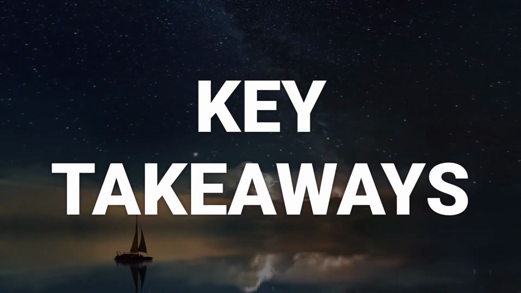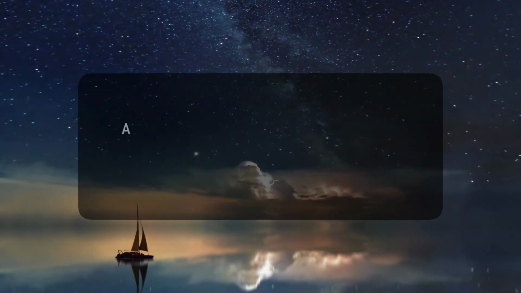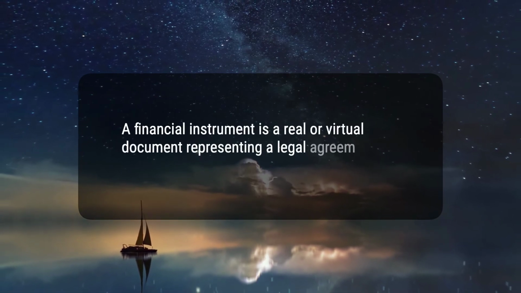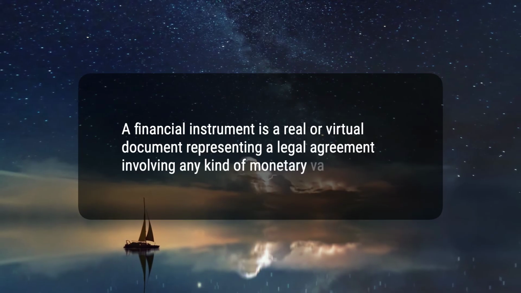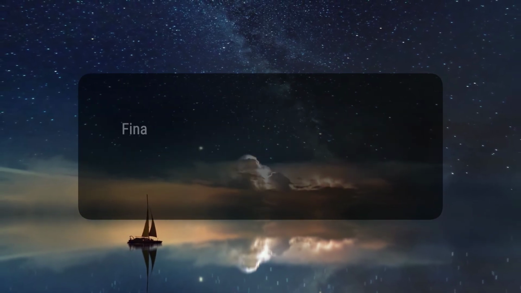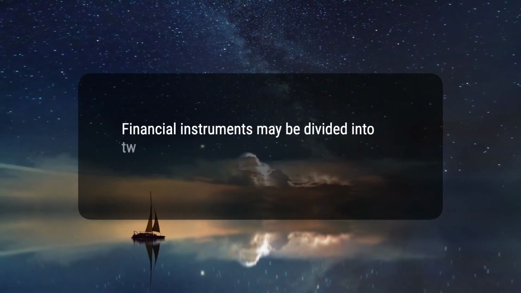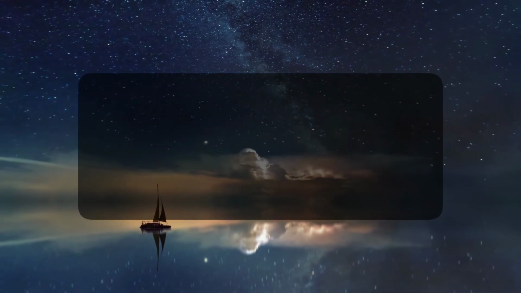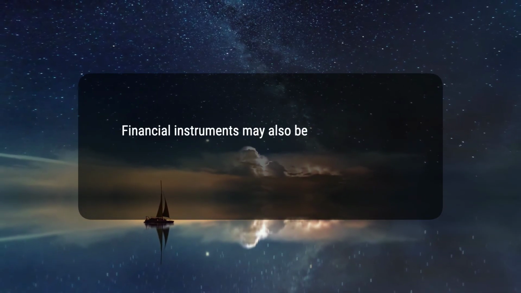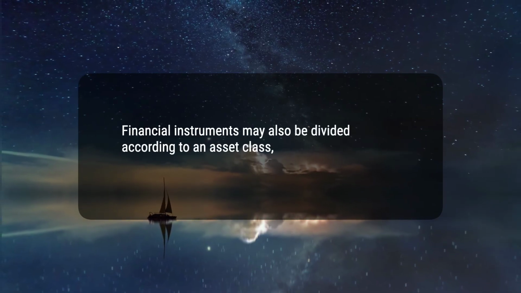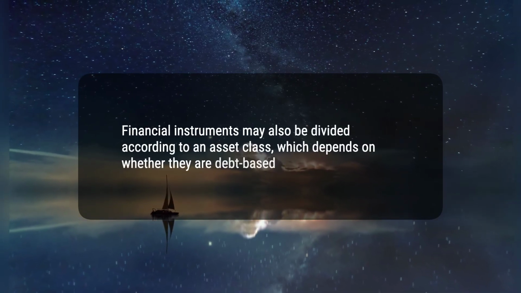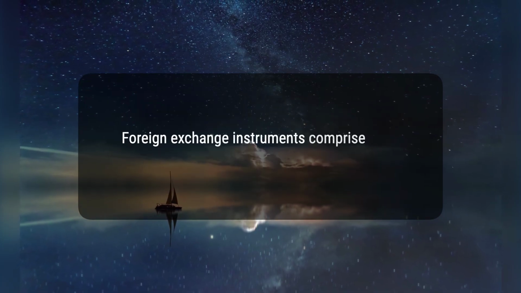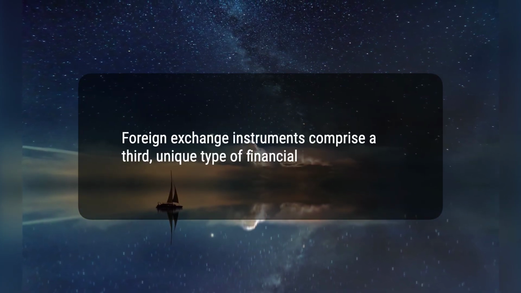Here are 4 key takeaways. 1. A financial instrument is a real or virtual document representing a legal agreement involving any kind of monetary value. 2. Financial instruments may be divided into two types: cash instruments and derivative instruments. 3. Financial instruments may also be divided according to an asset class, which depends on whether they are debt-based or equity-based. 4. Foreign exchange instruments comprise a third, unique type of financial instrument.